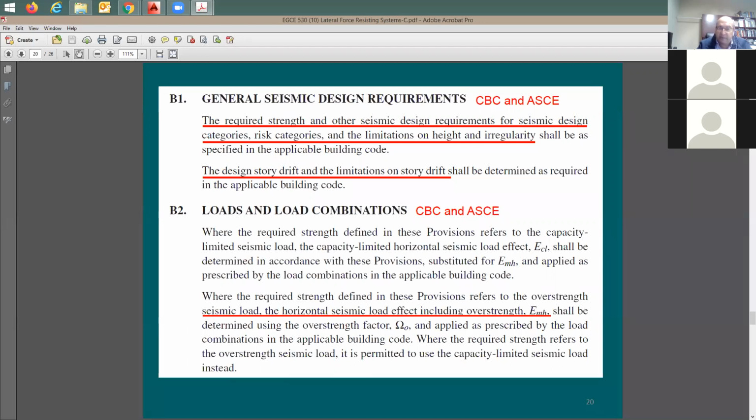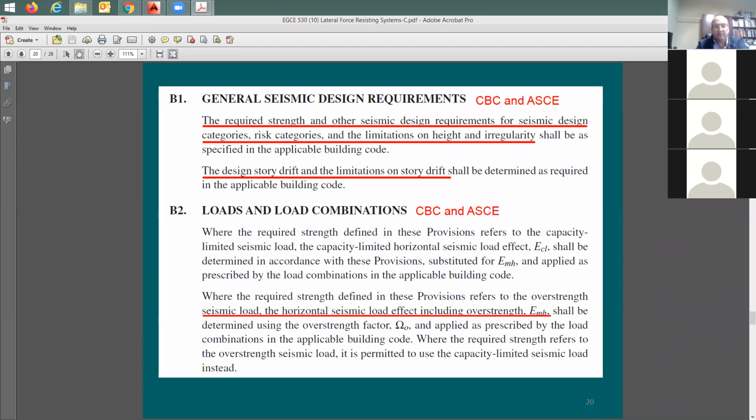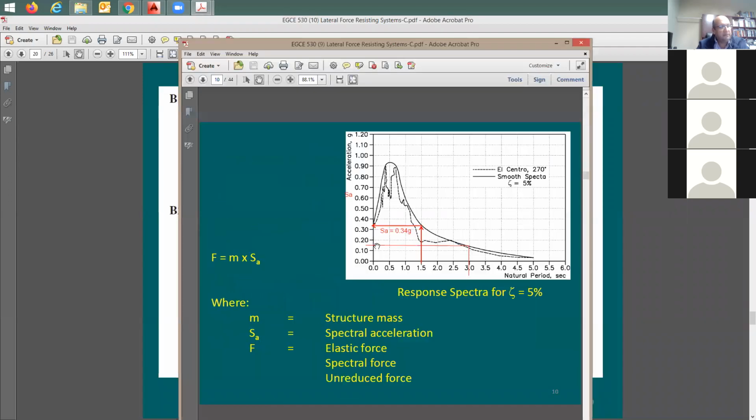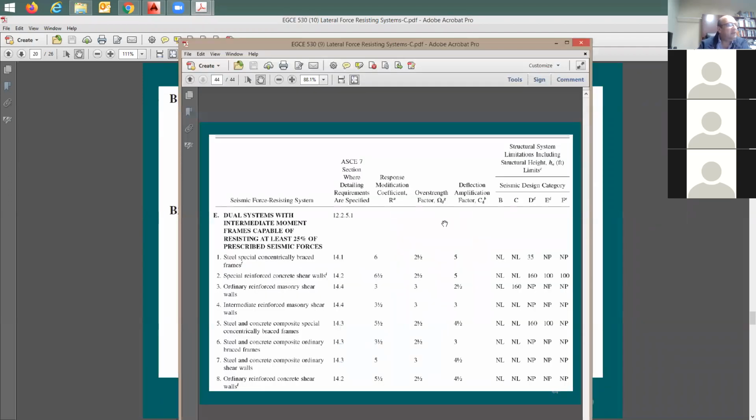Are you guys familiar with omega sub zero? Have you seen it before? Yes, in Table 12.2-1. Yeah, in Table 12.2-1. Okay, here it is.